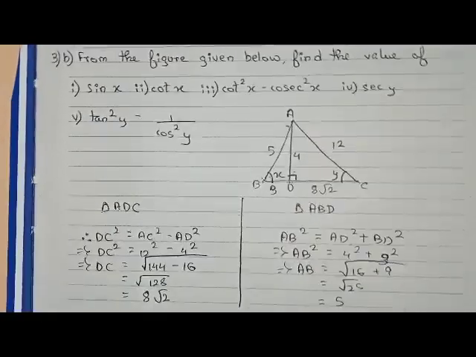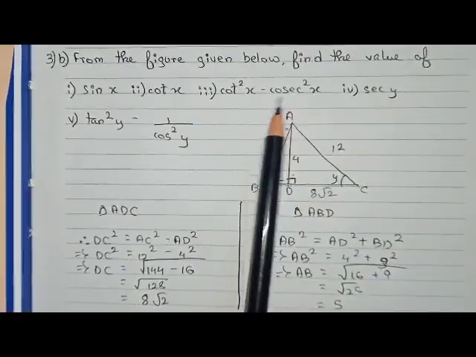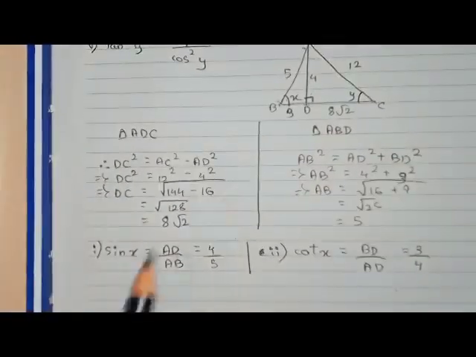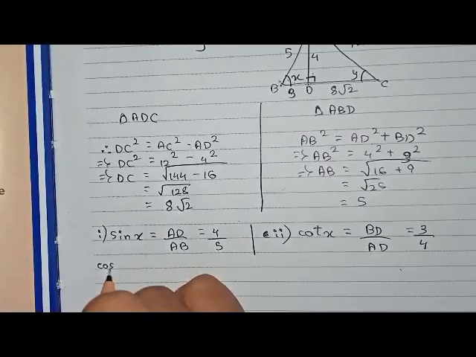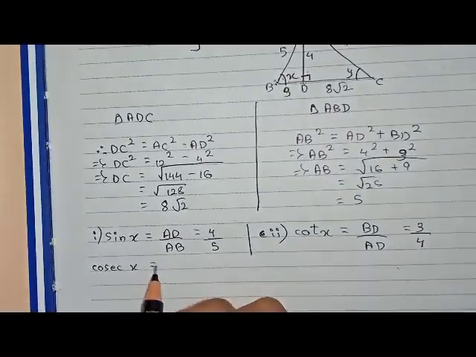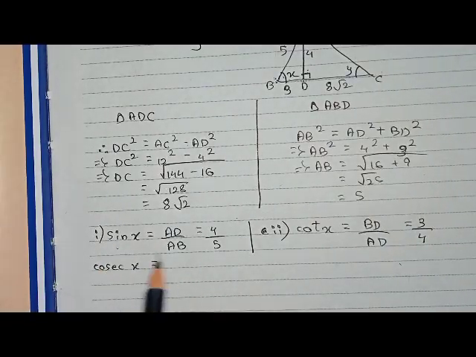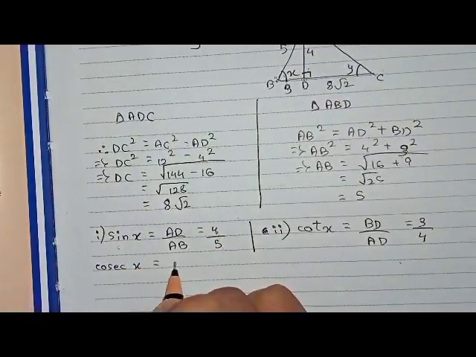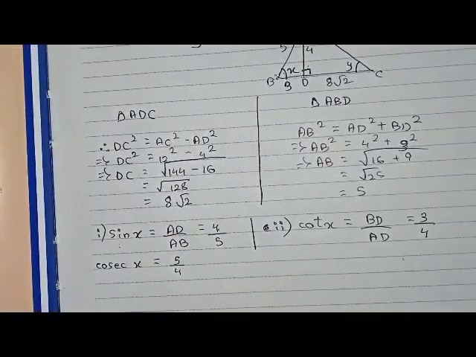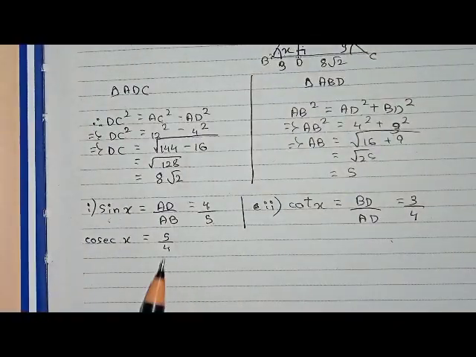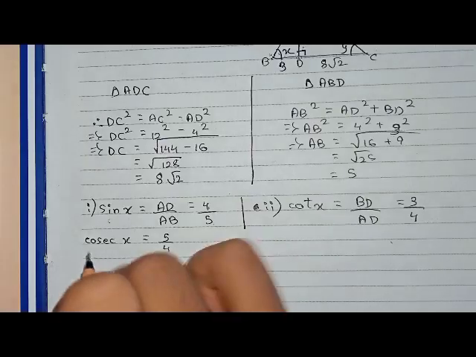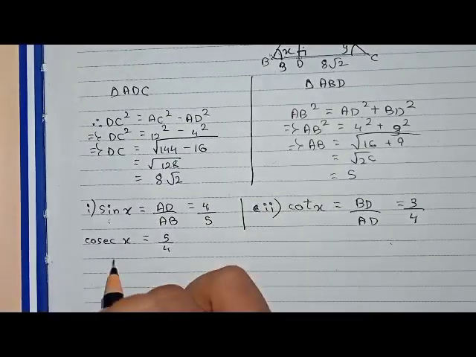Now for doing the third part, we need to find out the value of cosec x first. As I earlier said, cosec is the reciprocal of sine. So sine is 4 by 5. Therefore cosec will be 5 by 4. I am doing this directly. So cosec value will be 5 by 4. So now question number 3 we do.